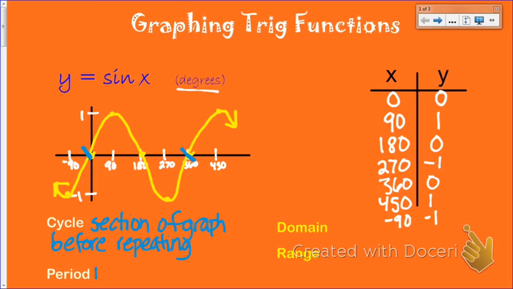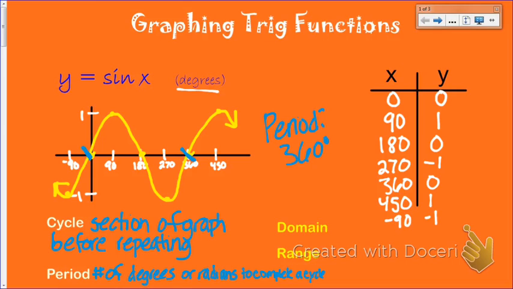So the period is the number of degrees or radians to complete a cycle. On this graph that I drew, my parent function, the period of my parent function is 360 degrees.